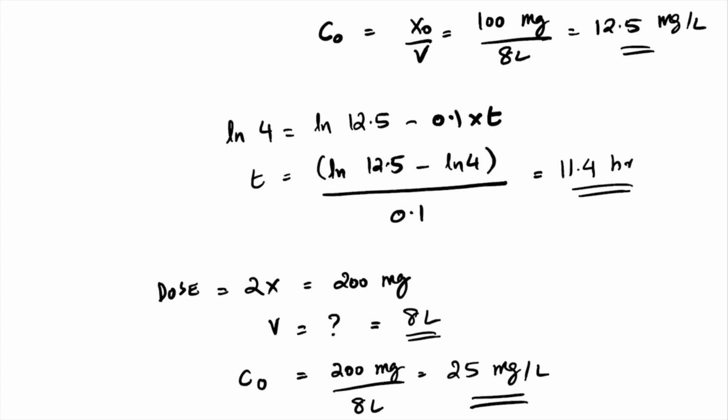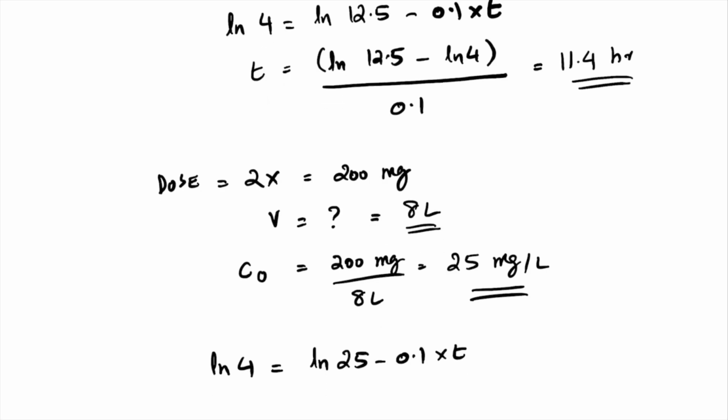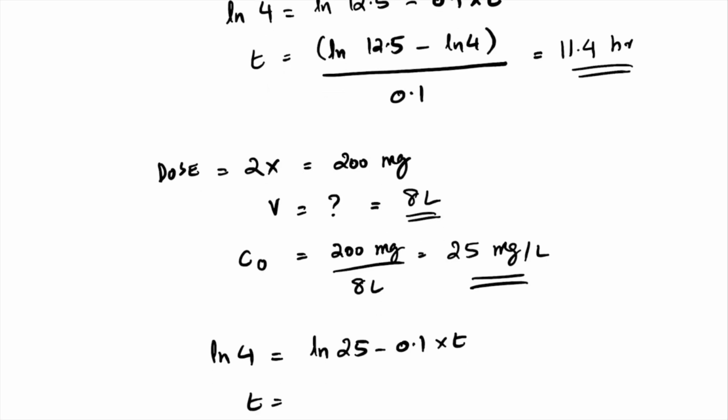Now let's see how long it would take for the effect to last if the dose was doubled. So here again, Ct is not going to change. The minimum effective concentration is 4 milligrams per liter, so natural log of 4 is still going to be equal to natural log of 25 minus 0.1 times t, and you're solving for t. So natural log of 25 minus natural log of 4, the whole thing divided by 0.1.